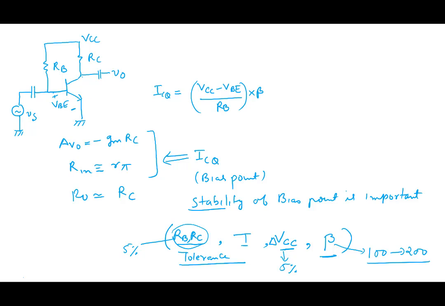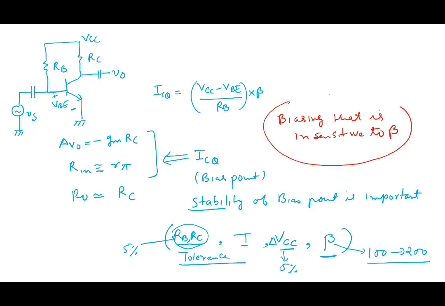So our goal is, we want a biasing that is insensitive to beta. That's what we are looking for. This is our objective: biasing that is insensitive to beta.